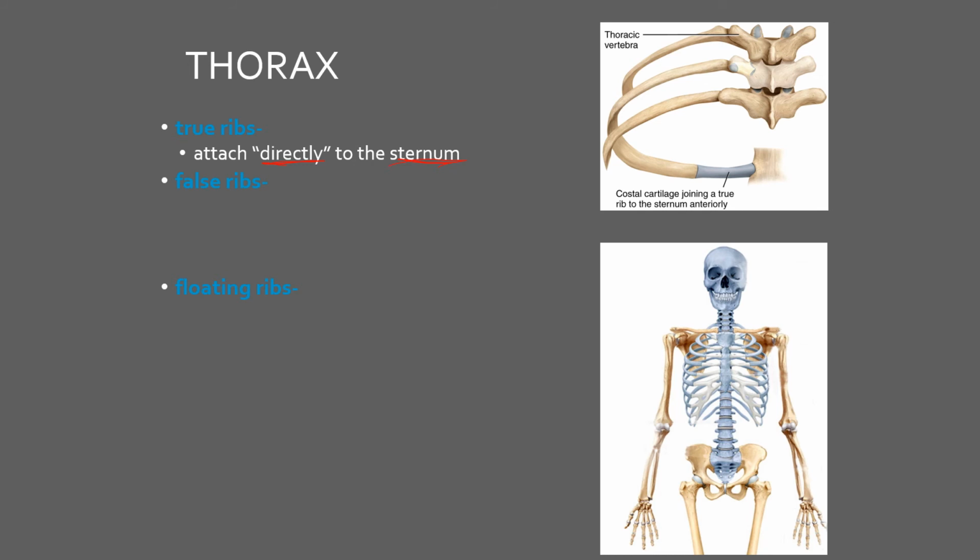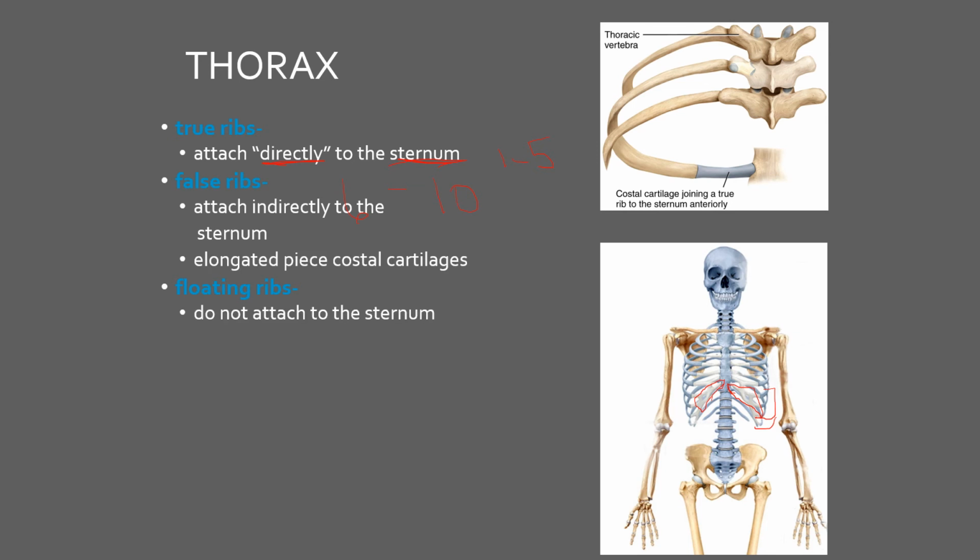The false ribs, so this is ribs 1 through 5. Now 6 through 10 are false, and they're called false ribs because they attach via a shared piece of costal cartilage to the very bottom of the sternum. Right? So those would be your false ribs from here to really here. And then you've got your floating ribs, which are the two at the very bottom that are not attached to the sternum.